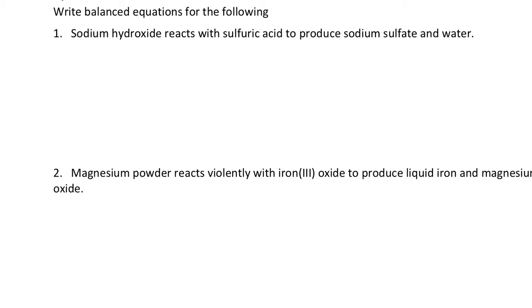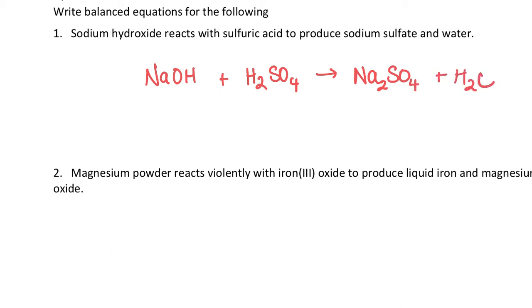The first one here is sodium hydroxide, NaOH, reacts with sulfuric acid, H2SO4, to produce sodium sulfate. Now remember, the sulfate ion has a 2- charge, so after swapping and dropping, it's Na2SO4 plus water. Alright, so we've got the worded, we've got a skeleton. Now we should start balancing.